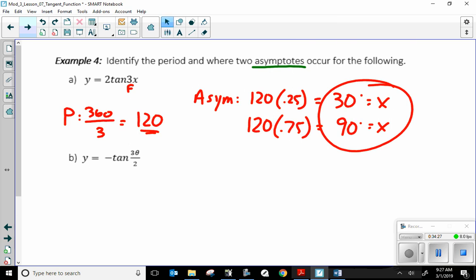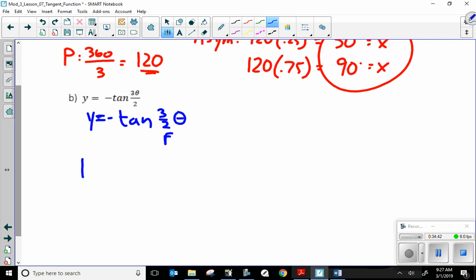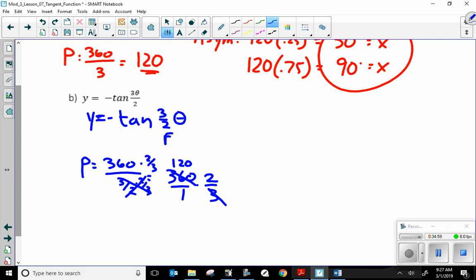The first thing I'm going to do is rewrite this. That is y equals negative tan, sorry, that equal sign is sloppy, of 3/2 theta. Okay? This is my frequency. If I need to find my period, it is 360 divided by 3/2. Okay, well, I got to multiply this by 2/3. That means I take 360 and multiply it by 2/3, right? 3 goes into 360, 120. 120 times my 2 is 240.